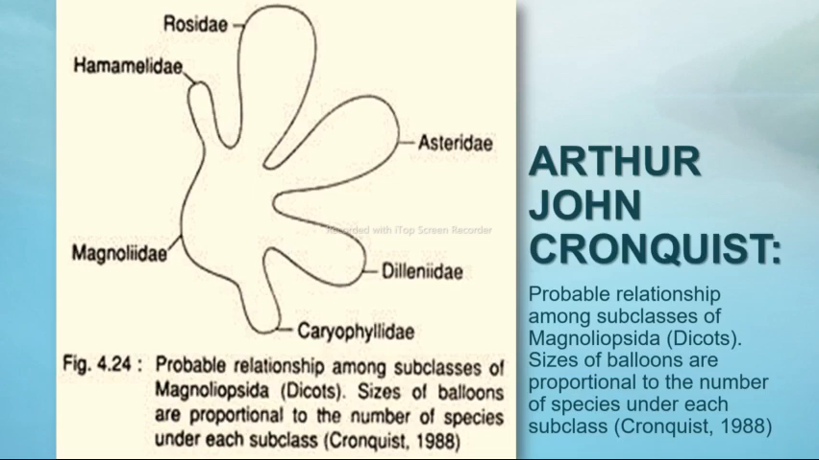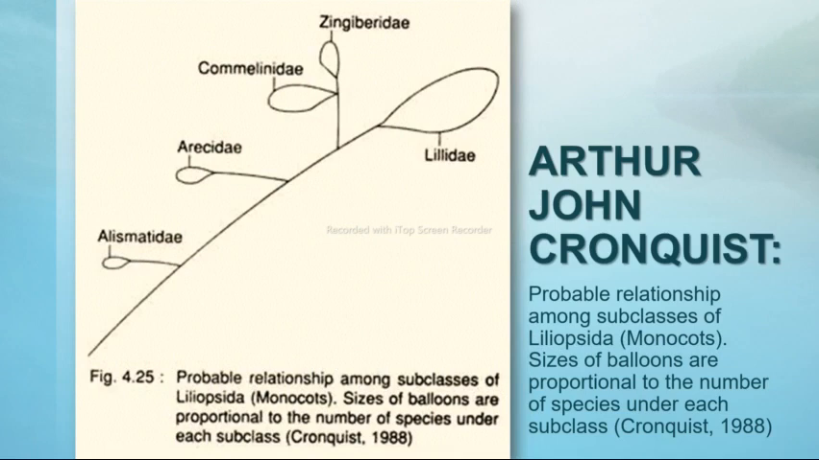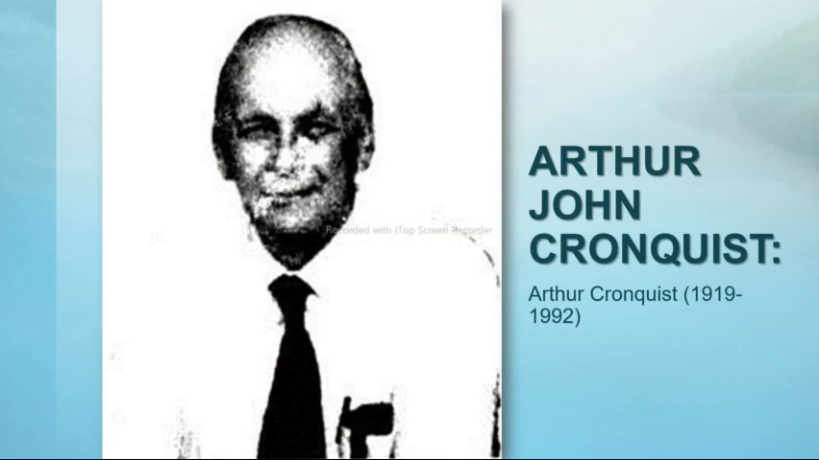So this is the probable relationship among subclasses of Liliopsida, which includes monocots. The sizes of balloons are proportional to the number of species under each subclass. This is the Cronquist system, 1988. So first is the Liliidae, second is the Zingiberidae, third is Commelinidae, fourth is Arecidae, and the fifth is the Alismatidae, as shown in the figure. So this is Arthur John Cronquist. Arthur Cronquist's time period was 1919 to 1992, as shown in the figure.